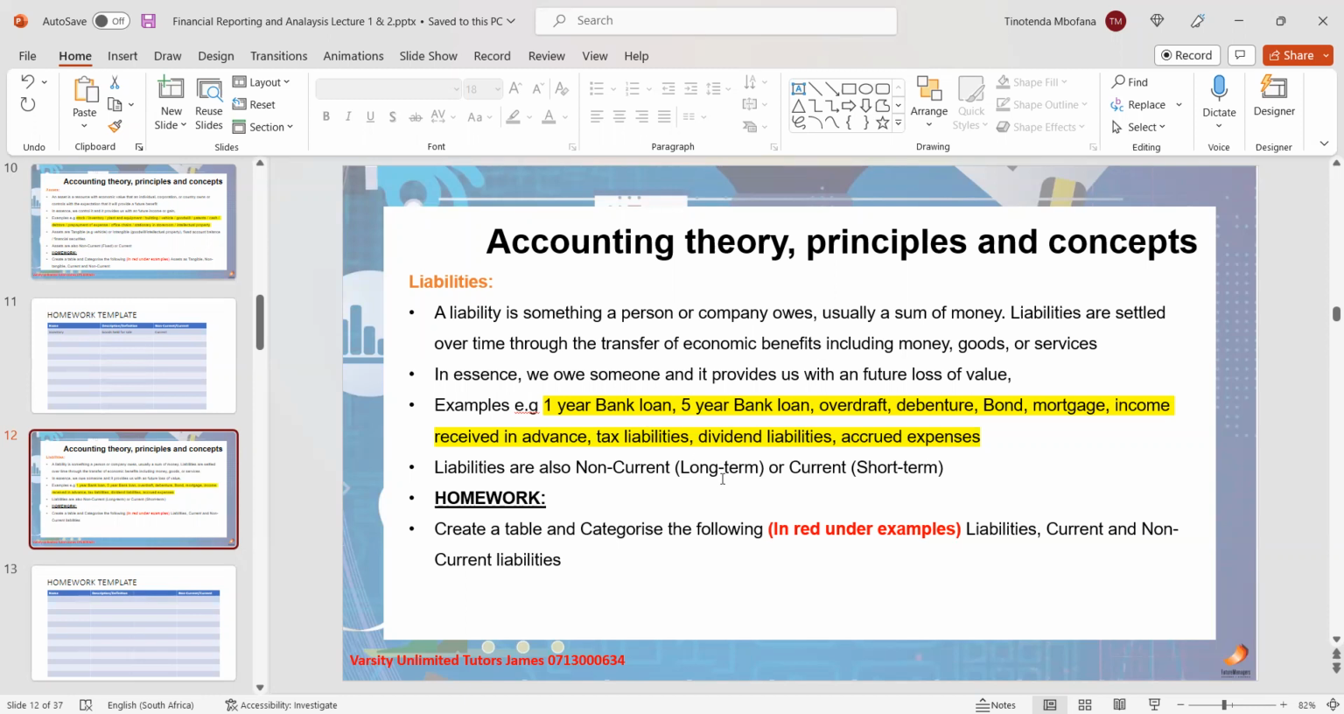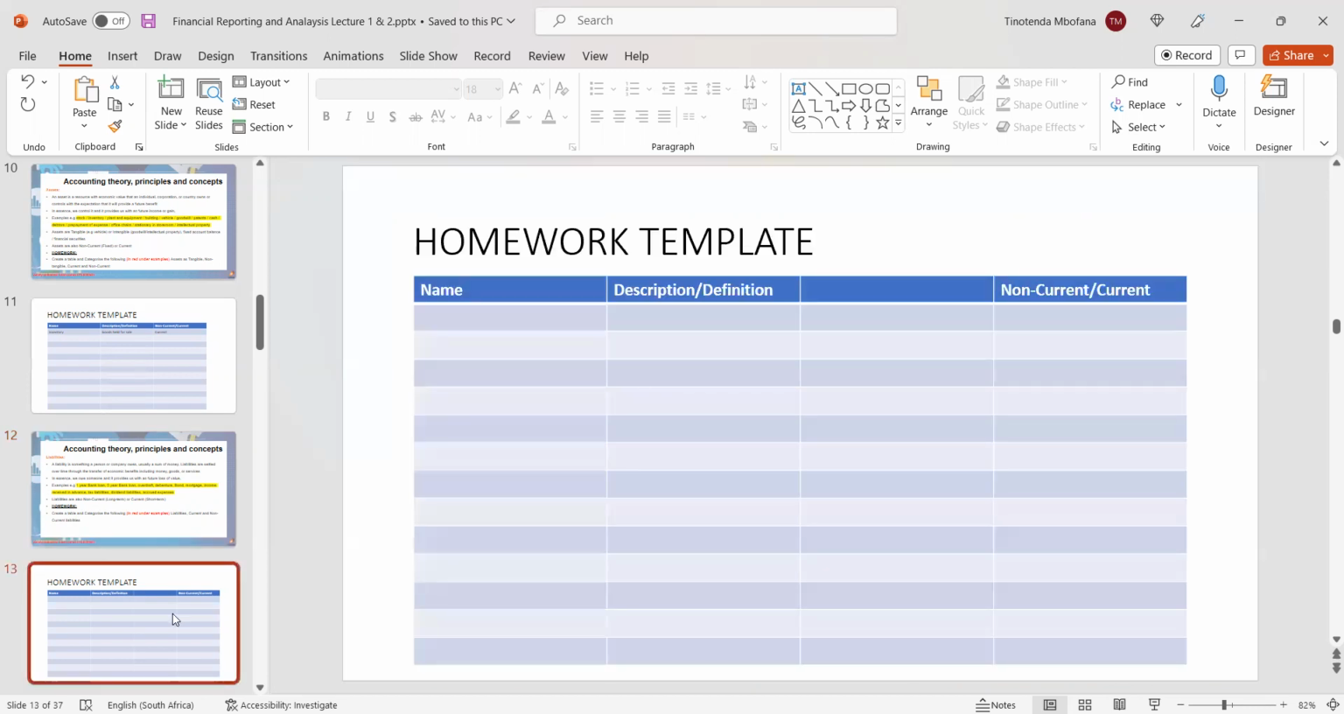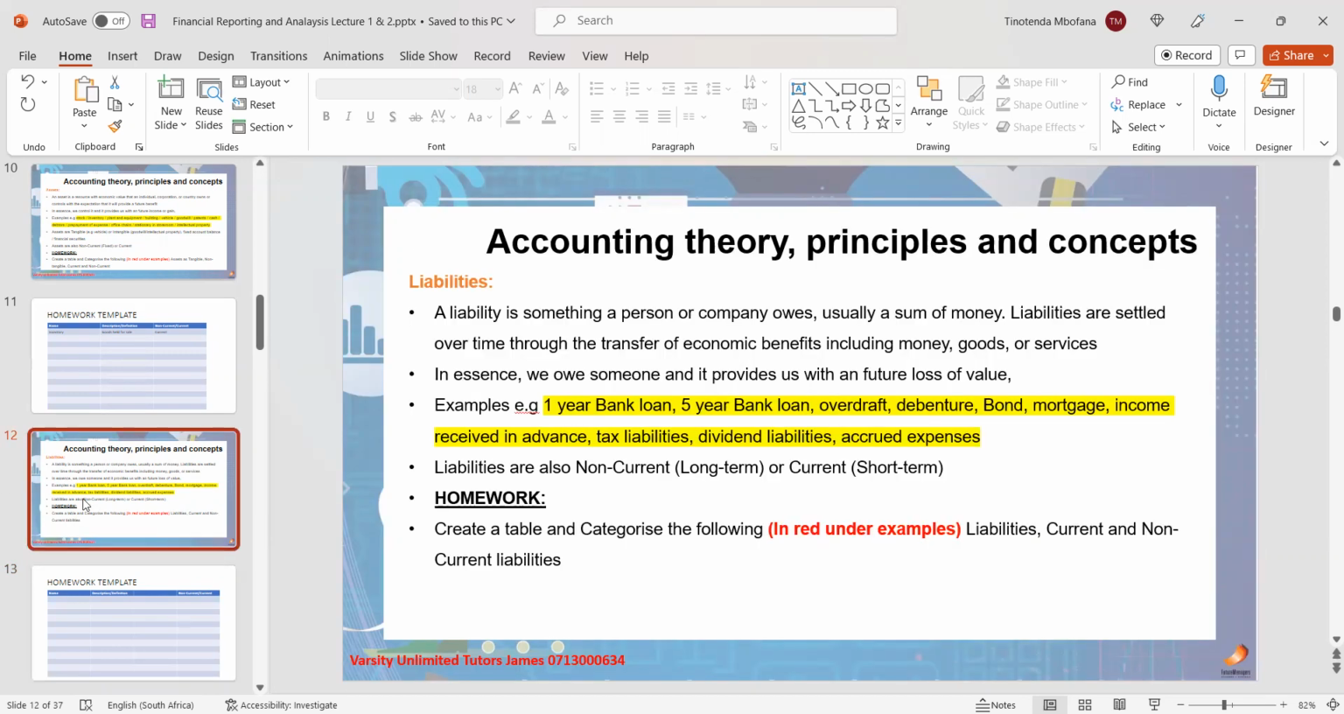So again, I would want you guys to take these things that are listed here, these examples of liabilities, and put them in a table, highlight whether it's a current liability or a non-current liability, and then explain your understanding of each and every term. Again, if you don't understand any of the things, when we meet in our next lecture, that's the first thing that we'll go through. So that's our homework number 2 that I would want you guys to do.